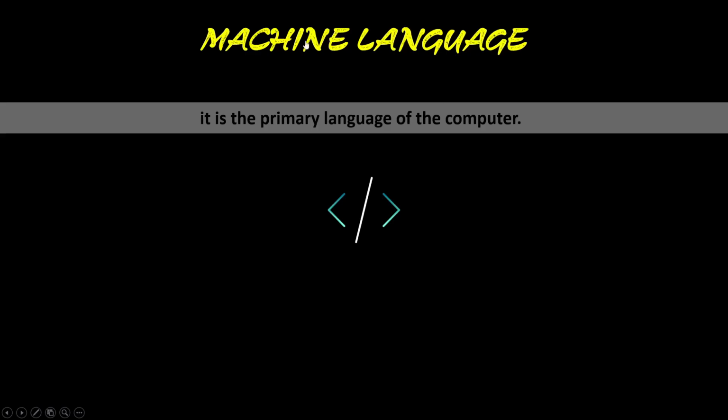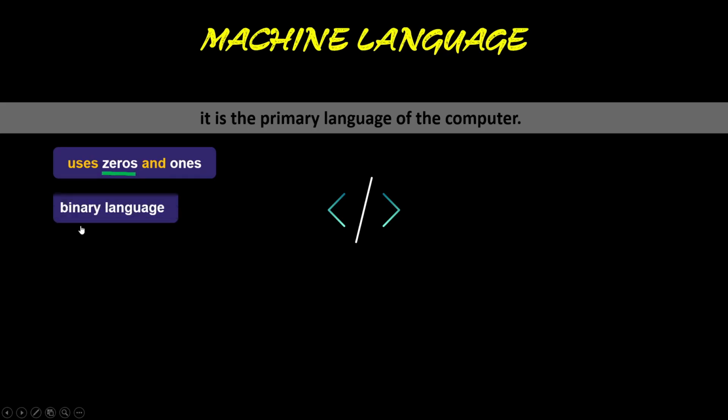Let's look at the machine language now. This is the language of computers. So this is the primary language of computer. This language uses zeros and ones. This is why it is known as binary language. Binary means 2. As you can see, computer can understand only 2 digits, 0 and 1.